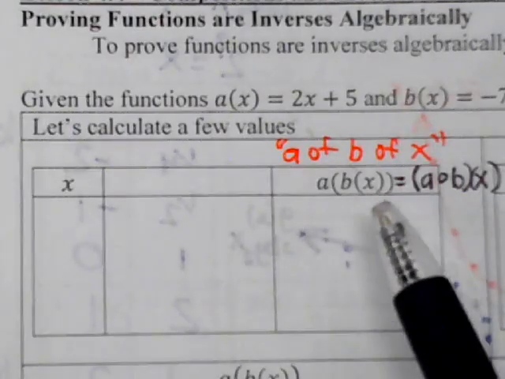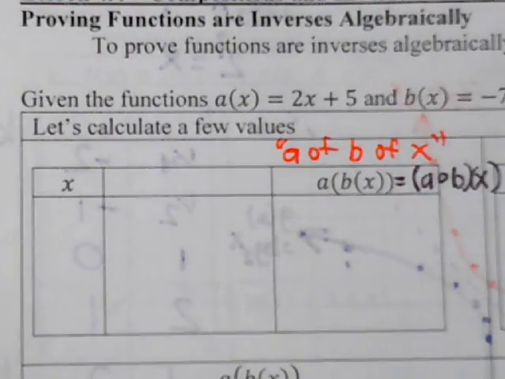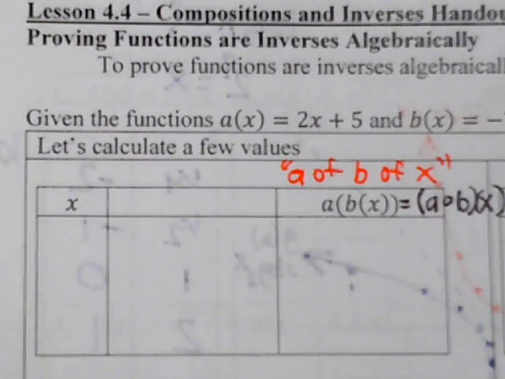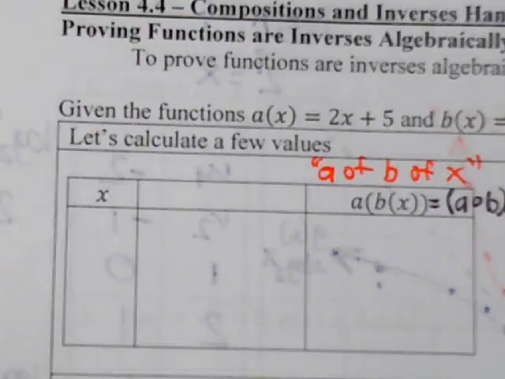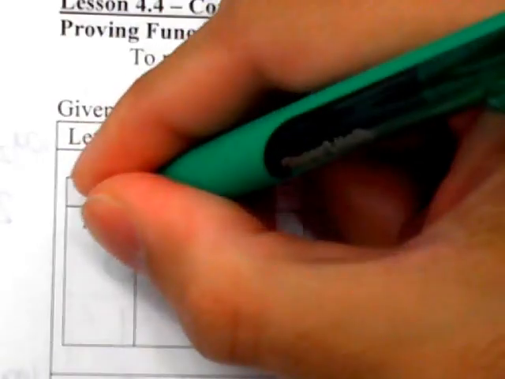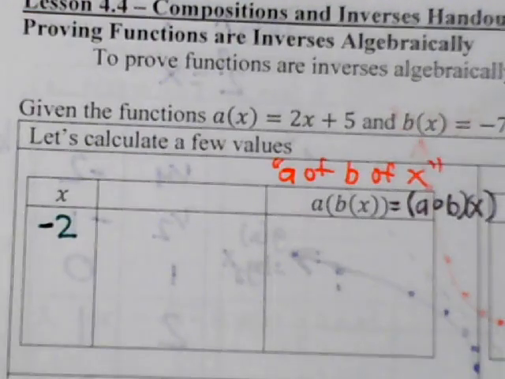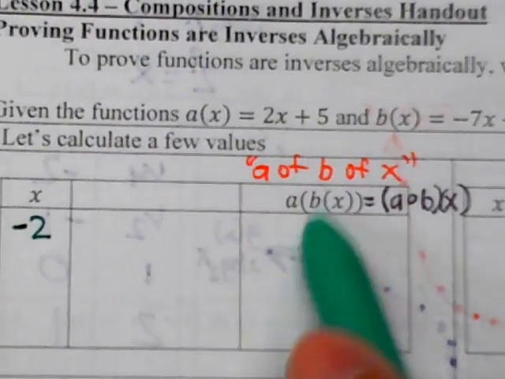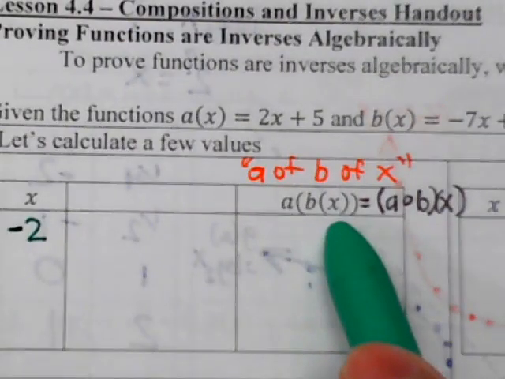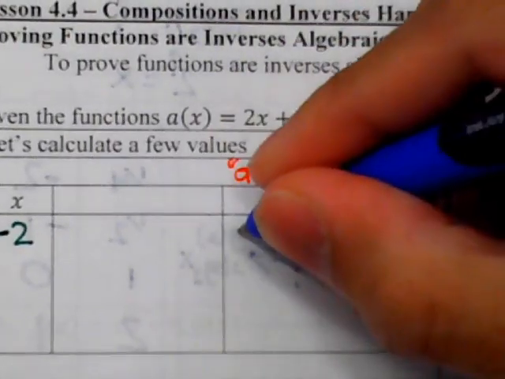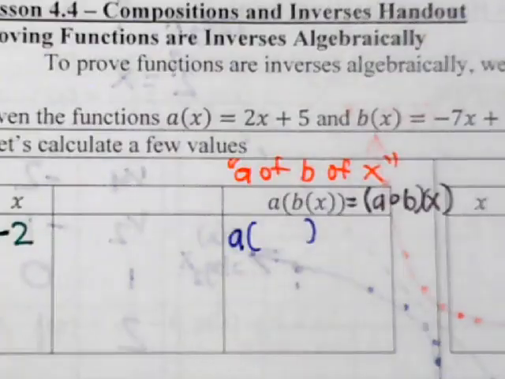Okay, so to make it make more sense, let's jump into a number. Let's say that we want x to be, let's just do, let's do negative 2. So how do we calculate this A of B of, in this case, x is negative 2. A of B of, but then again, x is going to be negative 2 here.